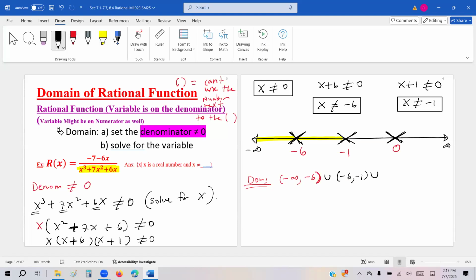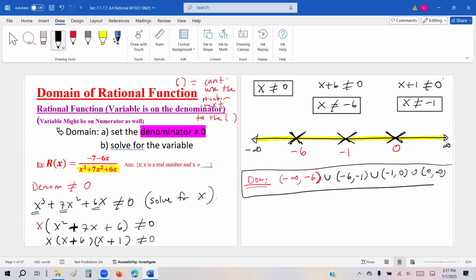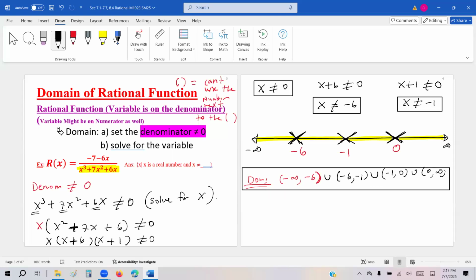How about the next interval? Perfect. -1 to 0. And how about the last interval? 0 to infinity. In other words, we are allowed to take any number from the number line except these three.